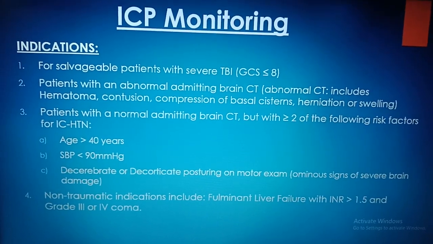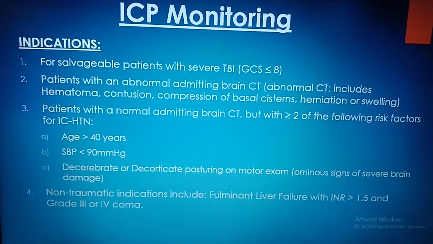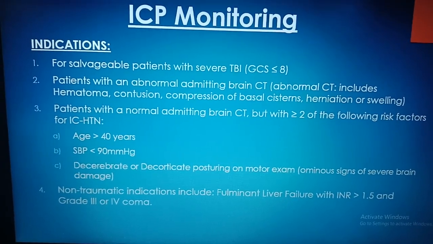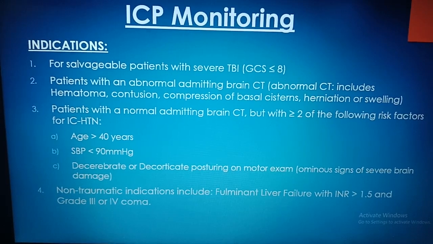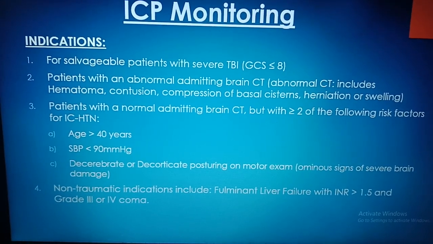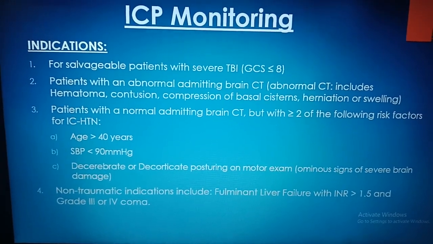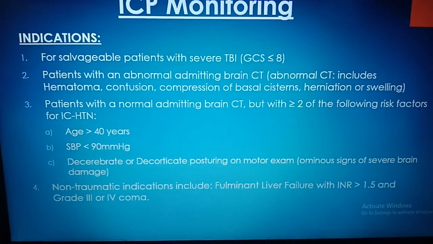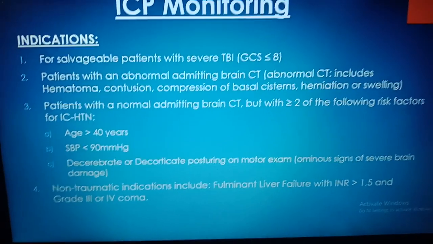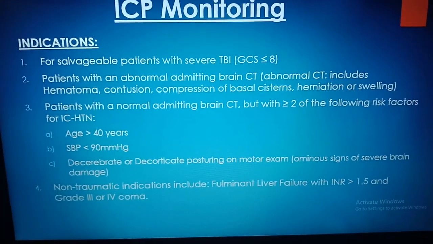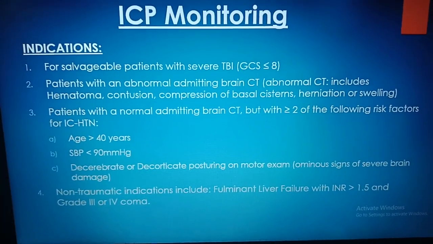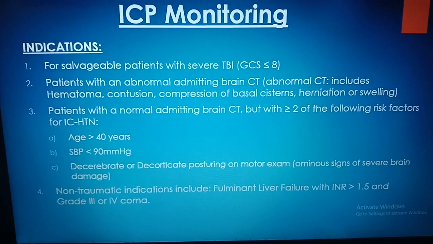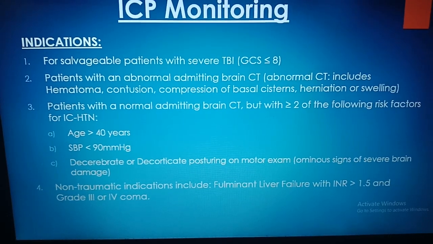Coming on to the main topic of discussion, the ICP monitoring. Now, what patients need ICP monitoring? The indications are very straightforward. Number 1, salvageable patients with severe traumatic brain injury. You know what severe traumatic brain injury is? It's a GCS less than or equal to 8. Now, if the patient is salvageable, if the patient can be saved, then in severe traumatic brain injury, go for ICP monitoring. The second is patients with an abnormal admitting brain CT.